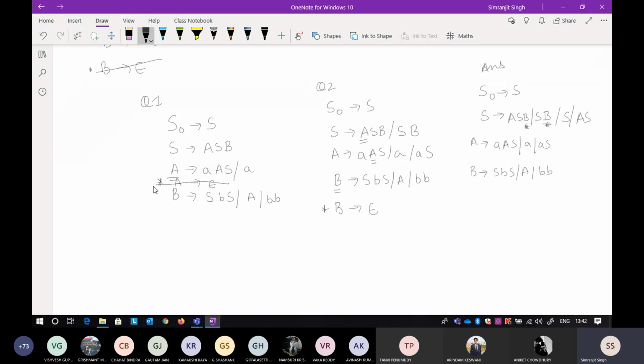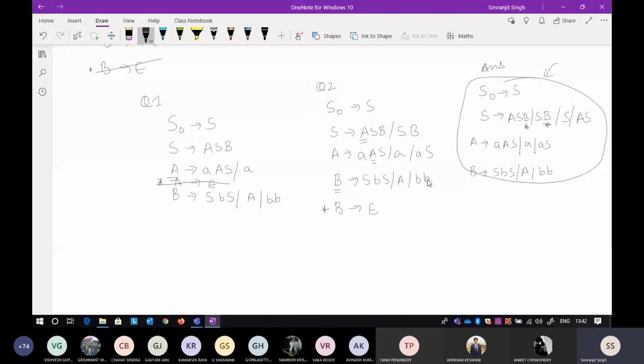Keep in mind we have already done A tends to epsilon. Now from this one I am eliminating this epsilon production, that is B tends to epsilon. Okay, so now put epsilon here, put epsilon here. So this is the answer here. For A it is already calculated, so there is no change in it. So is there any B here? I don't think there is any B here. Okay, so the resulting epsilon-free production will be this one. Okay, so this is your answer.